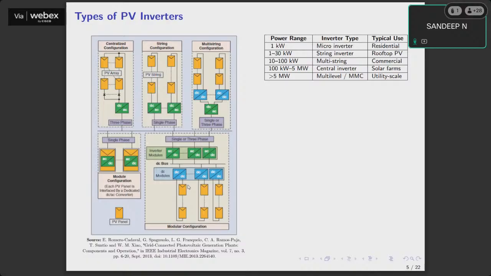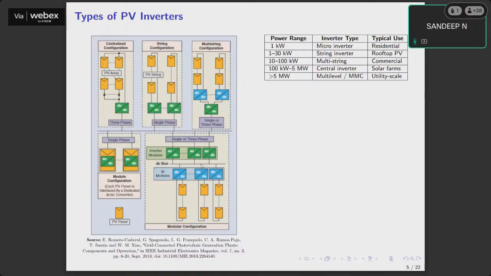Even though there is a failure, it is going to sustain operation; it is able to continue the operation. Okay, so that is a modular configuration. Here, what is the function of these DC-DC converters? One of the major functions is to do the MPPT for each PV array, and the DC bus voltage in this case would be controlled by the inverter.